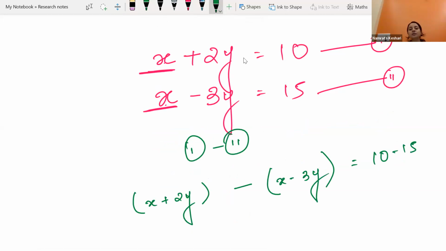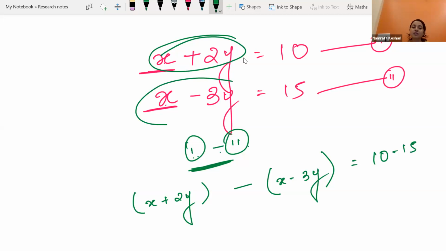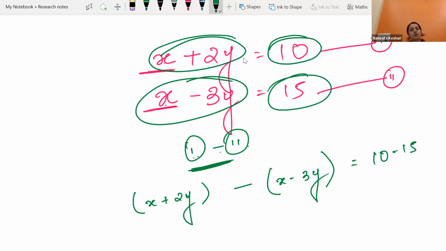See, while doing the subtraction, clearly here I have written we are going to subtract 1 minus 2. This way we are going to do the subtraction. So equation 1 left side I have written, then minus sign, then equation 2 left side. Similarly, right side, equation 1 right side minus equation 2 right side.